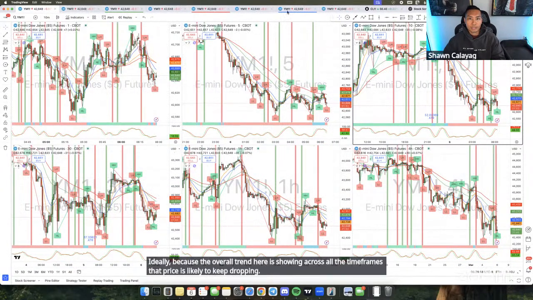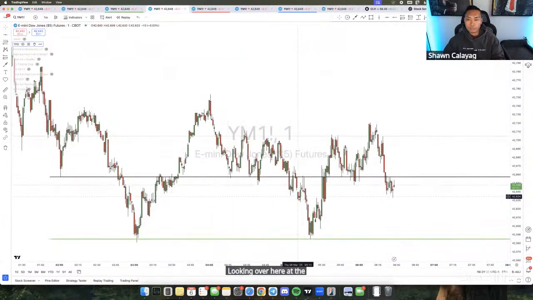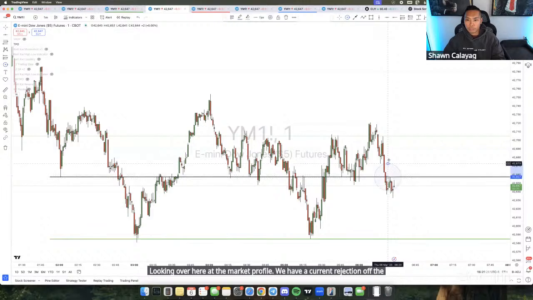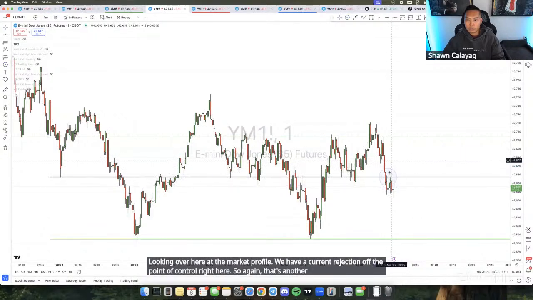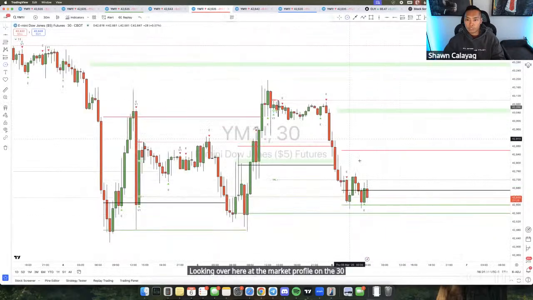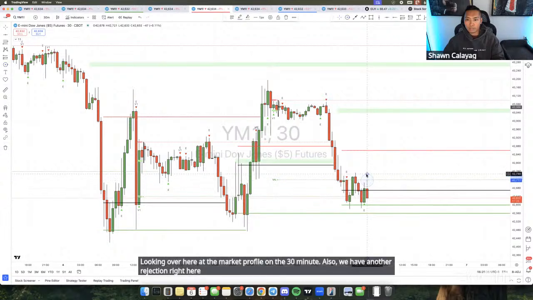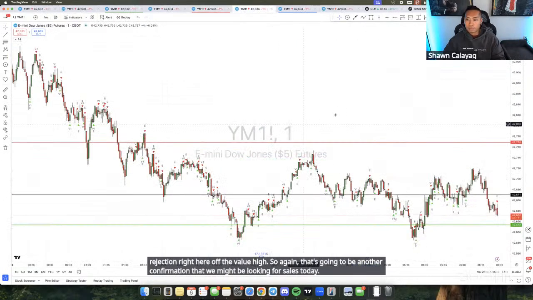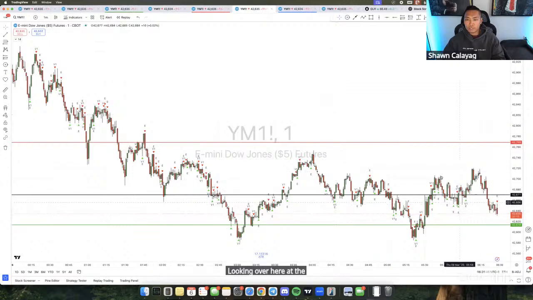Looking over here at the market profile, we have a current rejection off the point of control right here. So again, that's another confluence for a sell. Sells here are looking pretty decent. Looking at the market profile on the 30-minute, we also have another rejection off the value high. So again, that's another confirmation that we might be looking for sells today. Looking at the volume profile, there are no rejections, so there are no confluences on this specific chart.